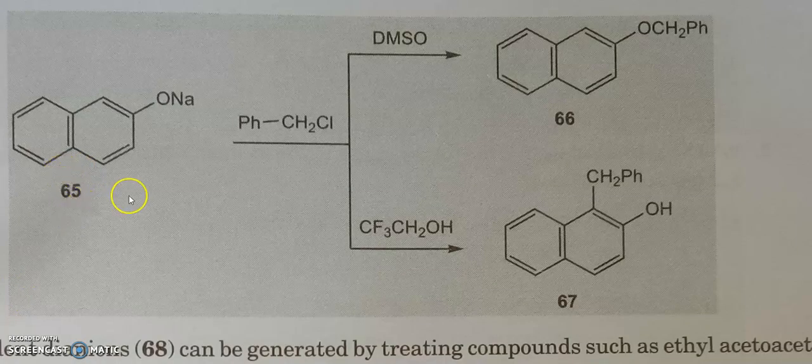So look at the reaction. This is 65. This is your benzyl chloride. In DMSO, O alkylation occurs. And in CF3CH2OH, C alkylation occurs.